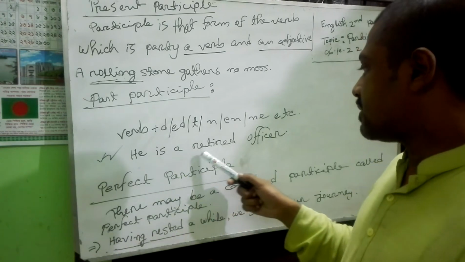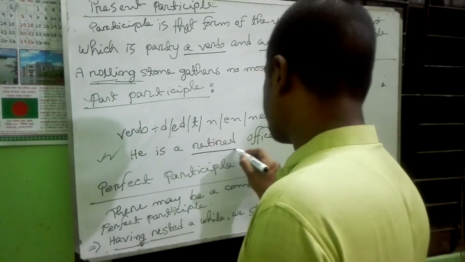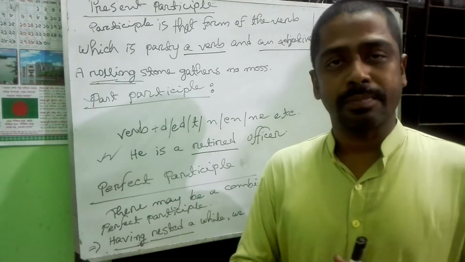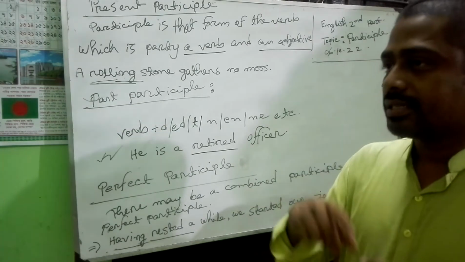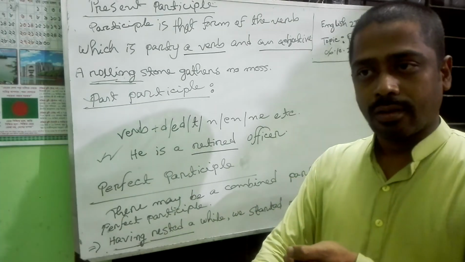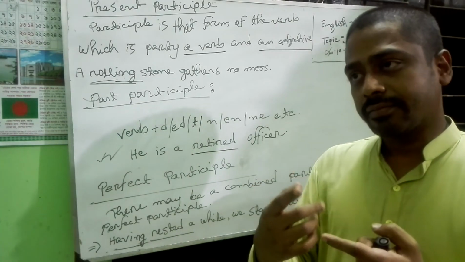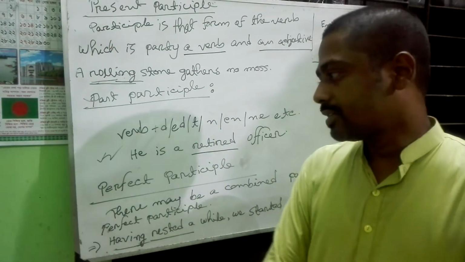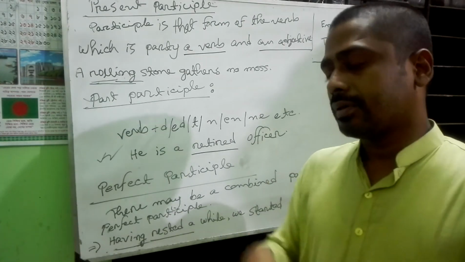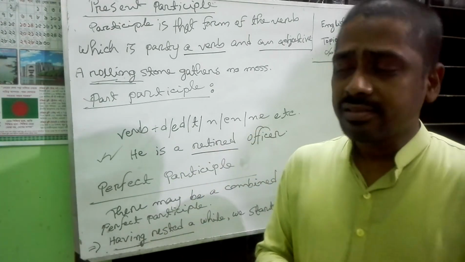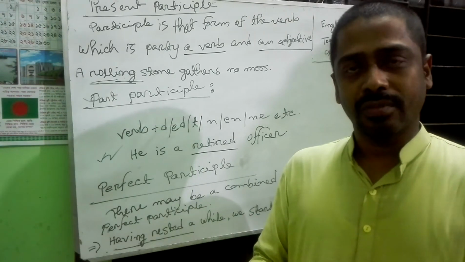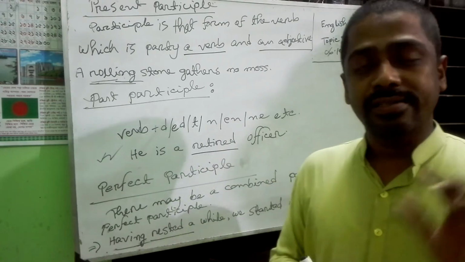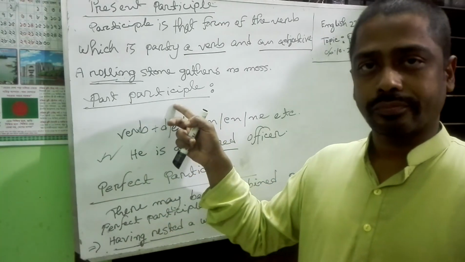He is a retired officer. Here retired is a past participle, because retired is a condition and another function of it is that it is like a verb, retired. So if we think about the verb deeply, then we can understand it. He is a retired officer, so retired is a participle.